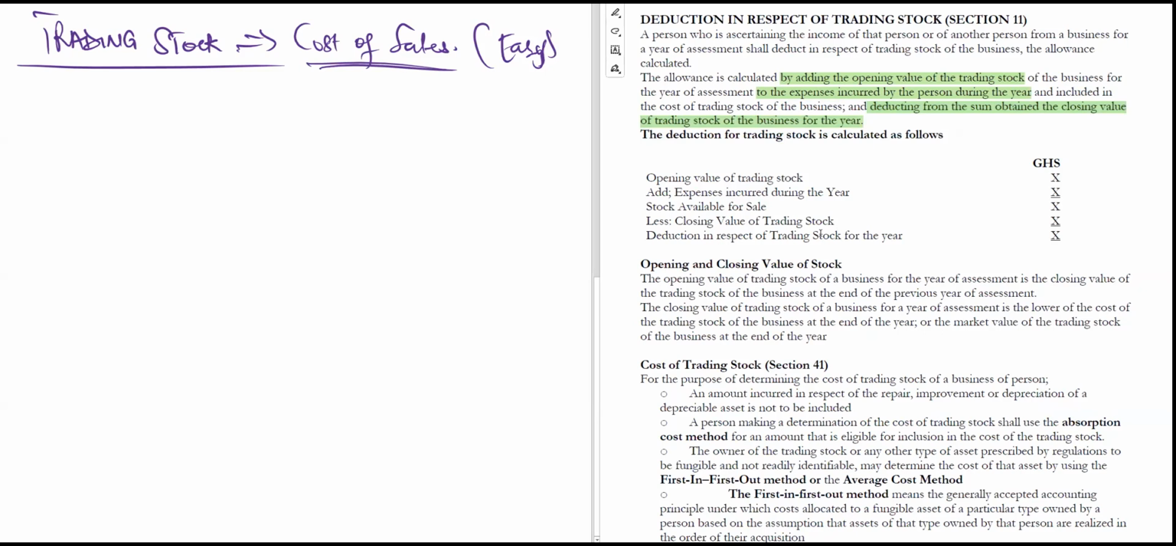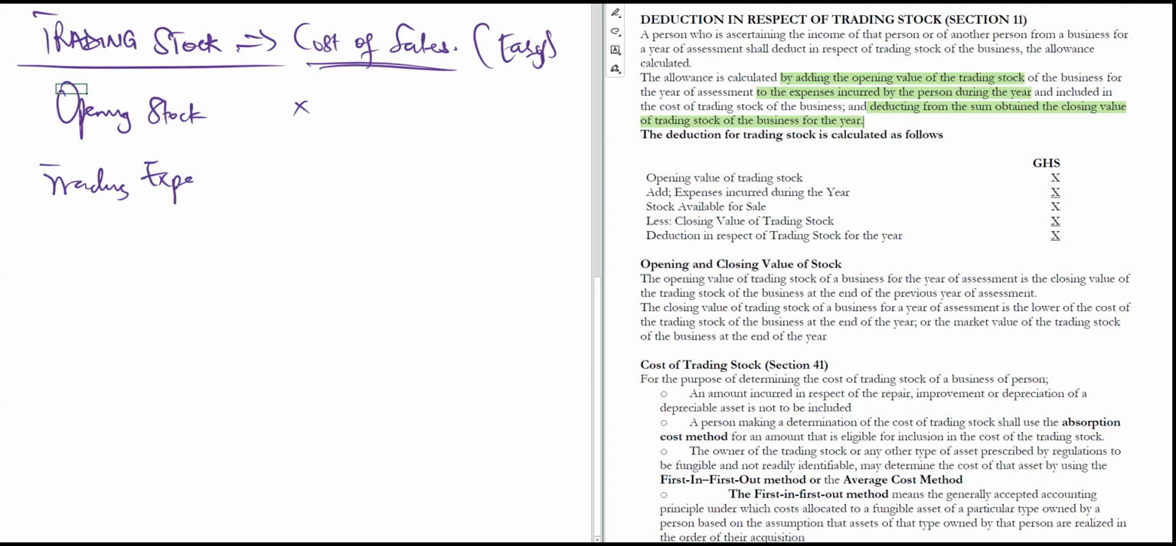Now, this deduction is the reason why when we are starting tax adjustment, we start with profit before tax and not our gross profit. Do you understand? Because this is an allowable deduction. So we are saying that when you take your opening stock, which is the closing stock from the previous year, also, we are going to add trading expenses for the year.